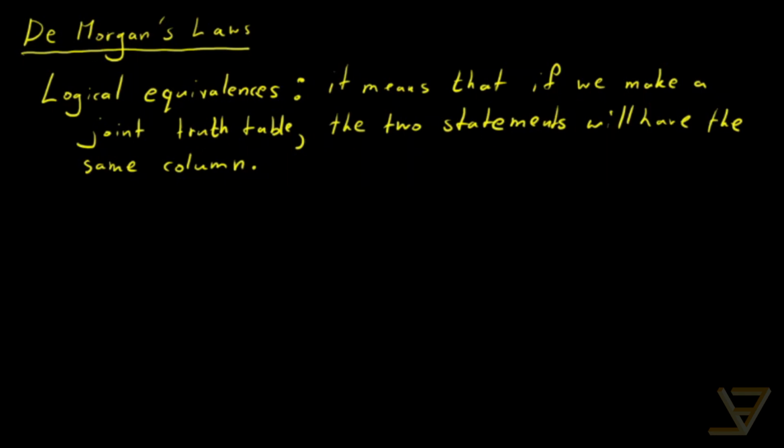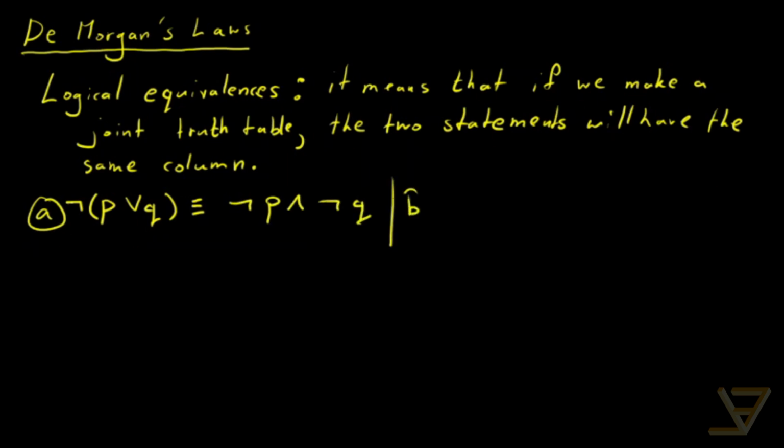Now I'll show you what De Morgan's laws are, and after that I will prove that they are in fact logical equivalences. So the first one is not (P or Q) is logically equivalent to not P and not Q.